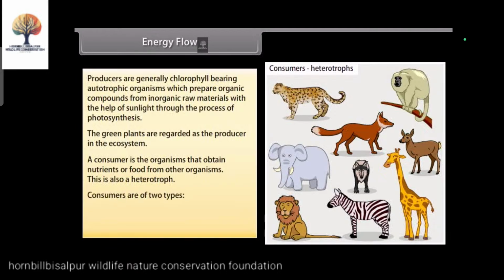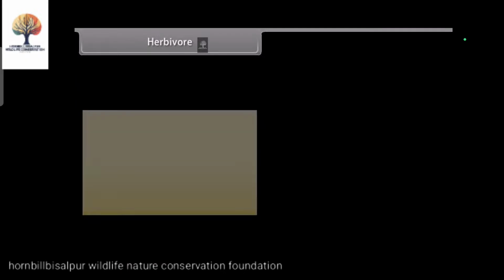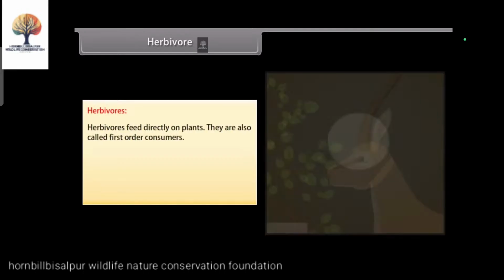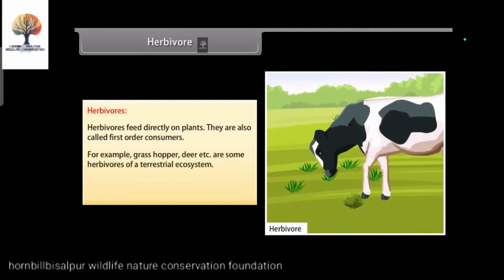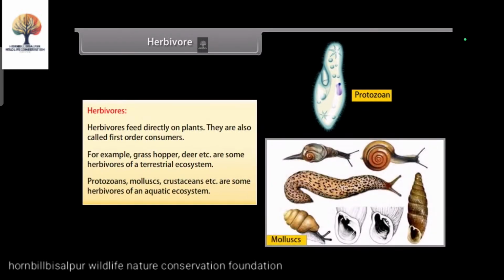Consumers are of two types, they are herbivore and carnivore. Herbivore. Herbivores feed directly on plants. They are also called first-order consumers. For example, grasshopper, deer, etc. are some herbivores of a terrestrial ecosystem. Protozoans, mollusks, crustaceans, etc. are some herbivores of an aquatic ecosystem.